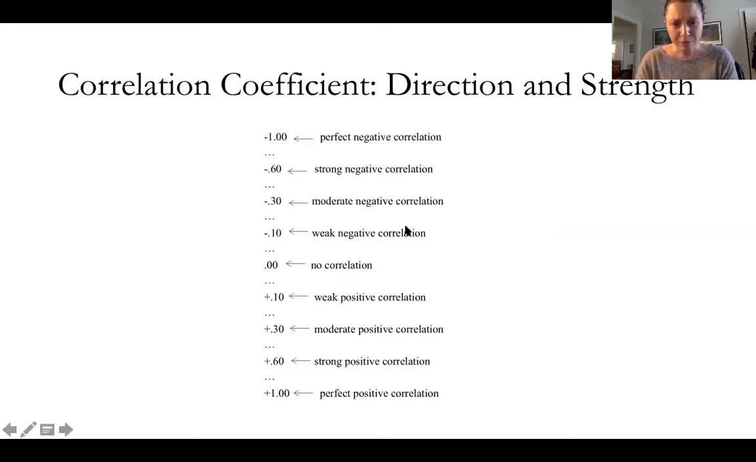To be honest, where it says weak negative correlation around -0.1 and weak positive correlation about 0.10, those are actually decent correlations. When you get up past 0.5, those are really, really strong correlations.